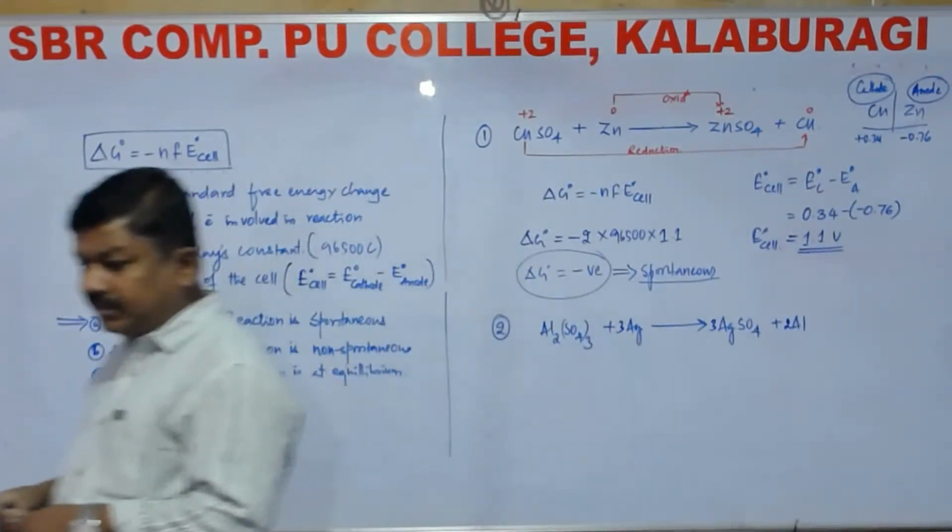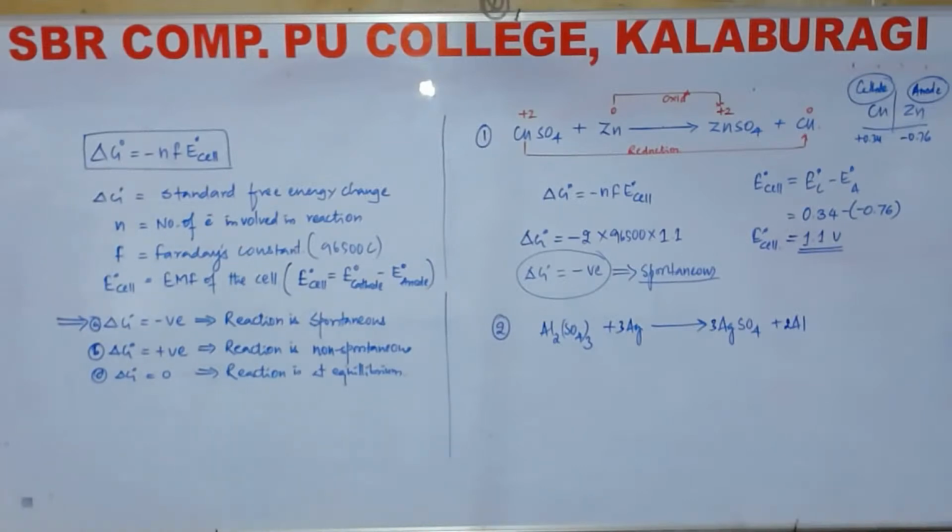Check whether this reaction is feasible or not. What is the second reaction? Aluminium sulfate reacts with silver to form silver sulfate plus aluminium.